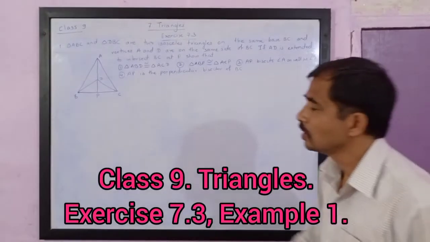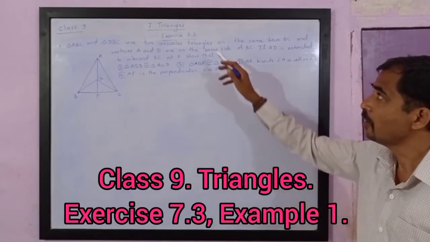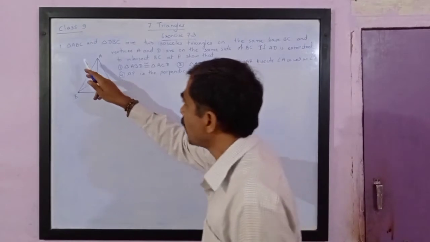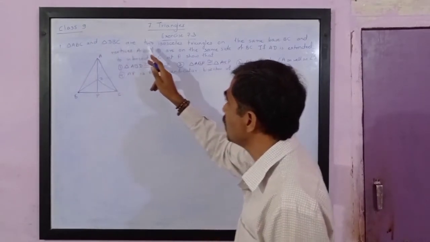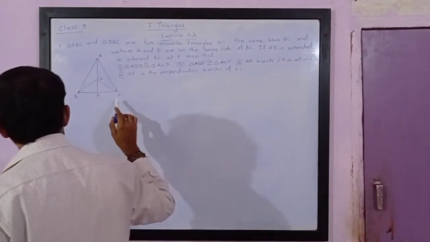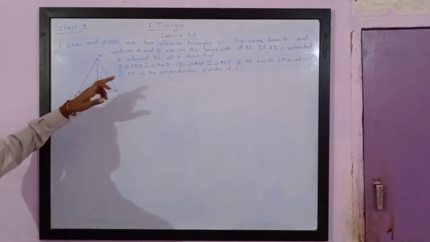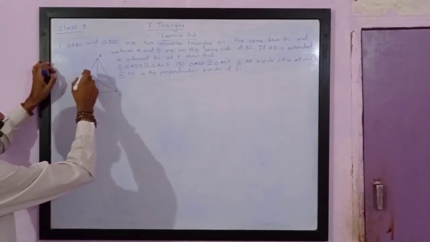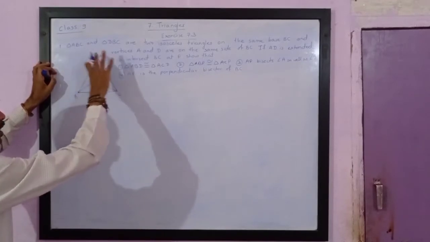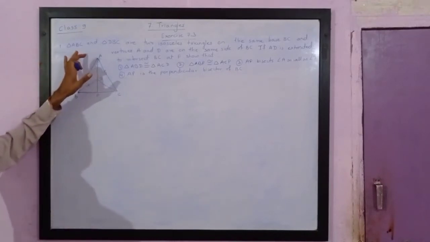Dear friends, in class 9 we are studying 7th chapter Triangles and we have exercise 7.3. First question is, triangle ABC and triangle DBC are two isosceles triangles. So here ABC and DBC, that is this, both are isosceles triangles. Isosceles triangle means two sides must be congruent. In ABC, AB is equal to AC, and in DBC, DB is equal to DC. This is what it means.